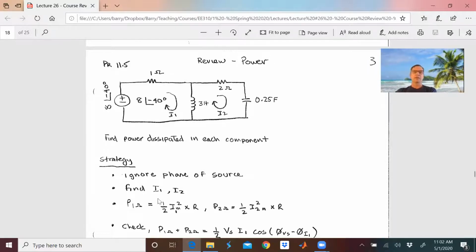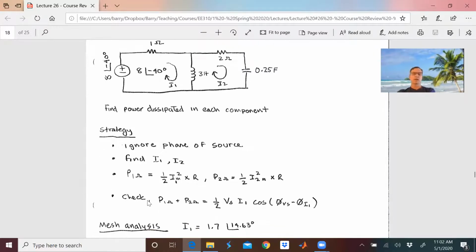And then I'm going to say the power in the 1 ohm is going to be 1/2 I1 max squared times R. And of course, when I find these phasor values, they're maximum values. And the power in the 2 ohm resistor is going to be 1/2 I2 max squared times R. And then I'm going to check that the power of the 1 ohm resistor plus the power in the 2 ohm resistor has to be the power coming from the source. And that's going to be 1/2 times the source voltage times I1 times the cosine of the angle between the source voltage and the source current.